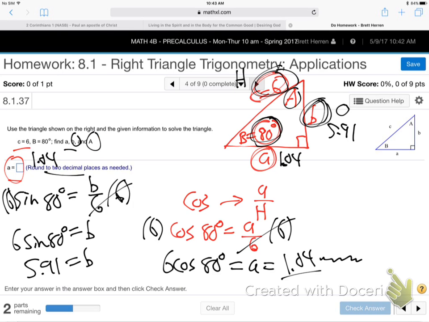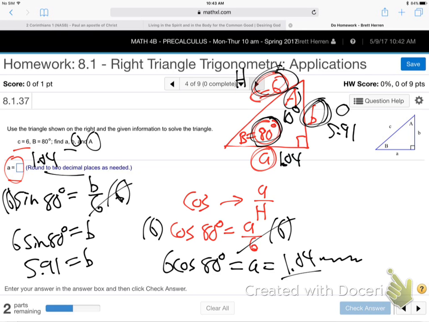Yeah, subtract from 90, right? Because it's got to be 10 degrees. Because 80 and 10 make 90, plus the other 90 is 180 in the triangle, right? The other 2 angles always make 90 when you have a right triangle, for 180 total. And we got them. That's everything they want.